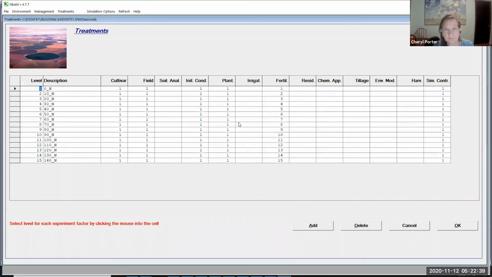And you can see from the treatment table that the only thing that changes among my treatments is the fertilizer. Everything else is the same.